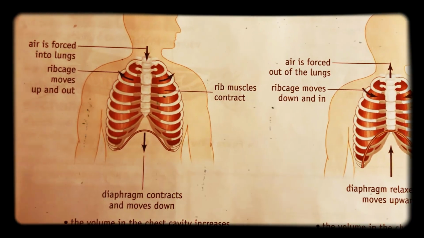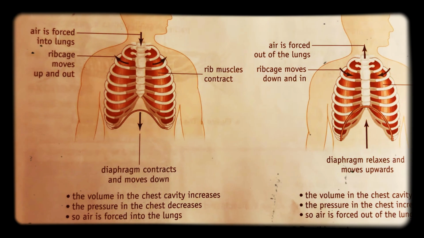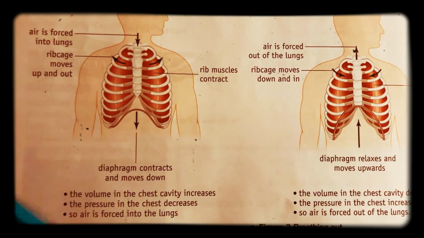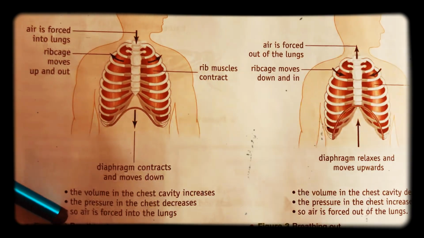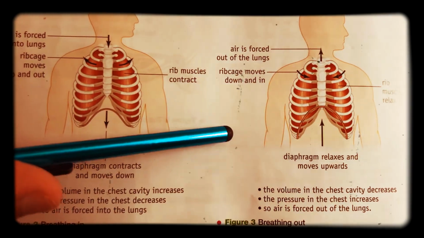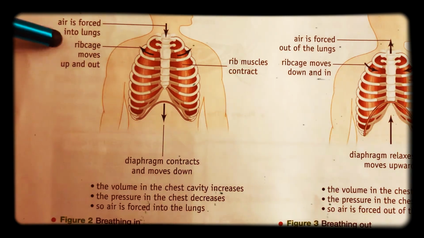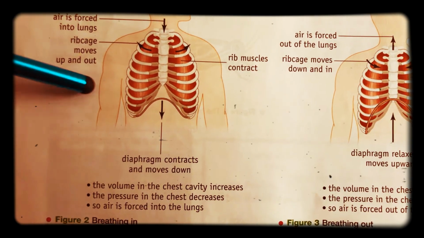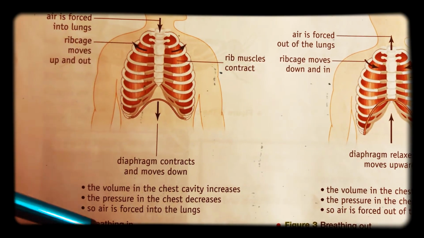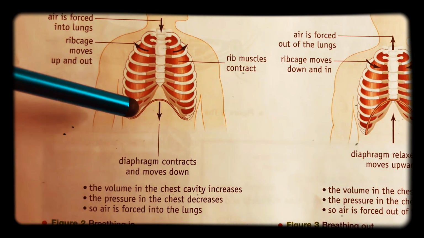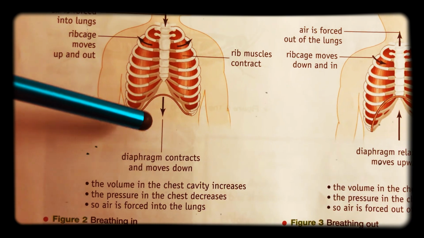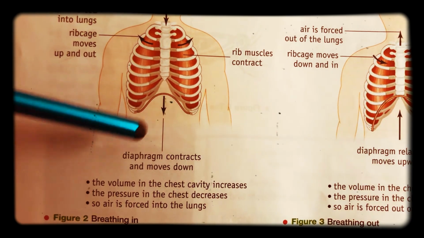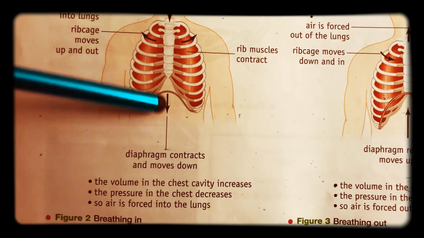Now look, you need to look at these two figures and identify what is happening to each part when you are breathing in and what is happening to each part when you are breathing out. So air's forced into the lungs. The rib cage moves up and out when you're breathing in. Feel your own. Rib muscles contract. Feel your own rib muscles as you breathe in. They get hard.